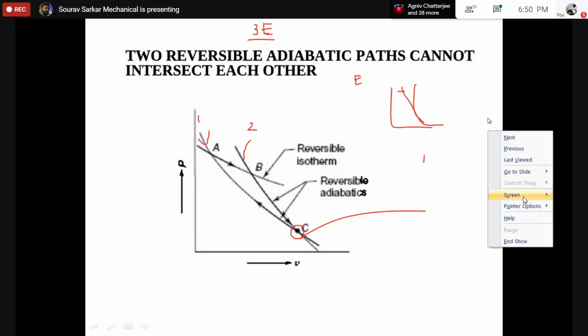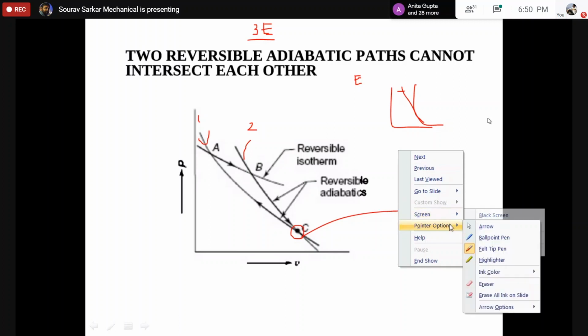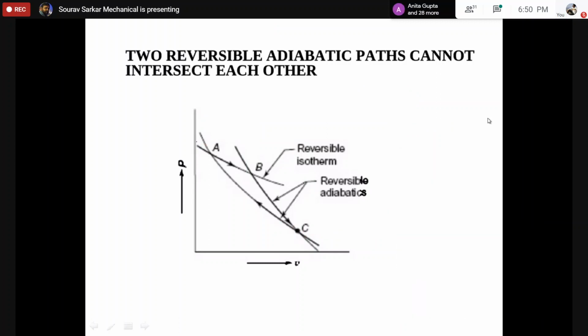So let's look into the diagram. I have two adiabatic paths, this one and this one. If they intersect, they will intersect at the point 3. Now, if I consider one isothermal line, it will create a cycle, because if you consider one point, it can move from this point to there, and from there it can again come back to this point. So it will create a cycle.